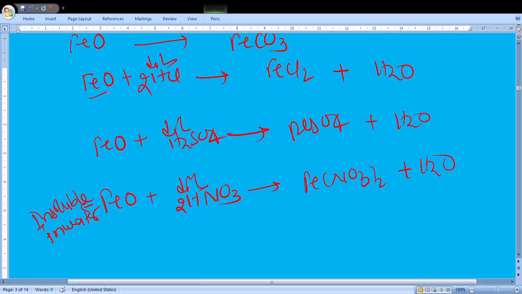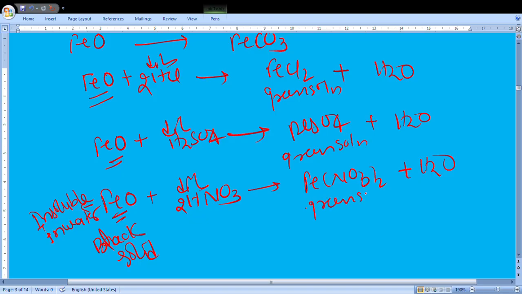This FeO is also a black solid, forming green solution. Sometimes we say light green solution, right? The second step will be this FeCl2 plus Na2CO3 to give rise to pale yellow solid FeCO3 plus 2NaCl. So this is of 2 marks now.